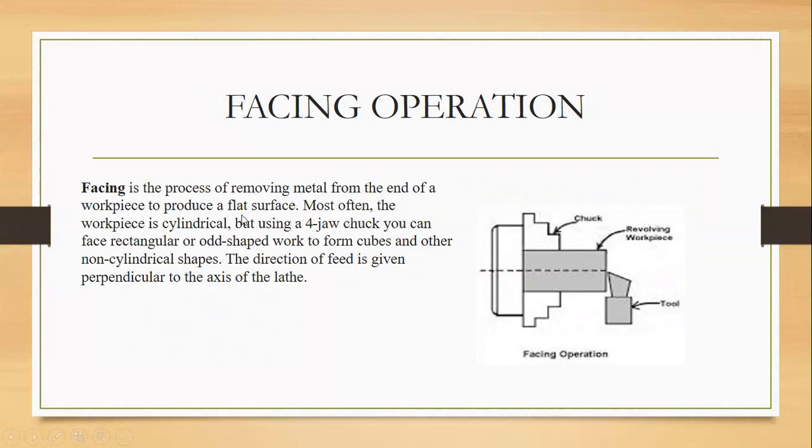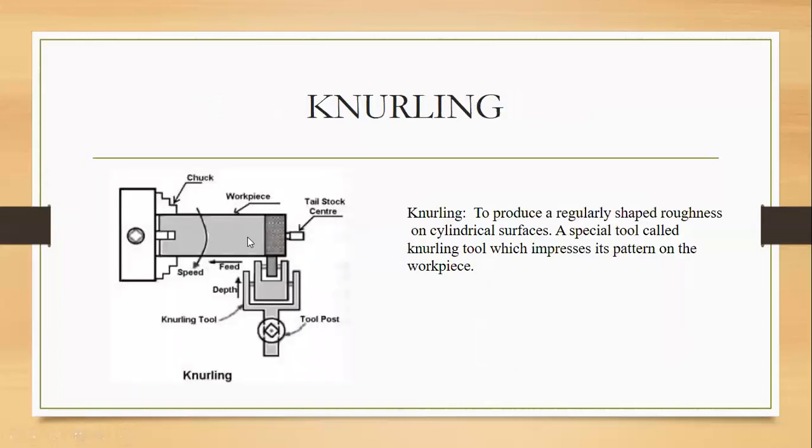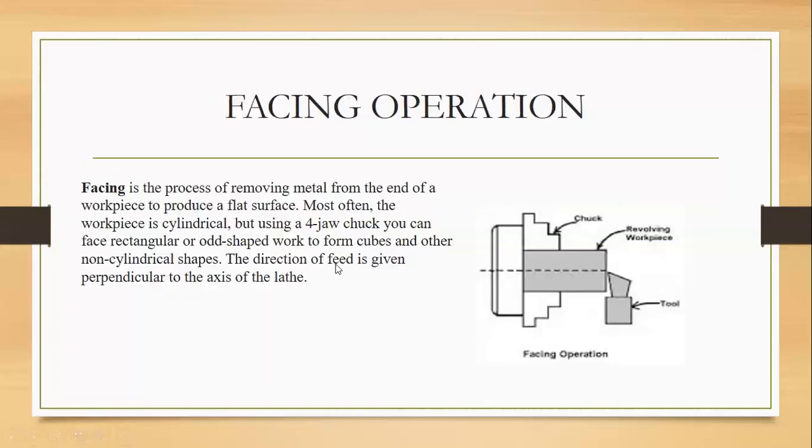Most often the workpiece is cylindrical. We use a cylindrical workpiece only with a 3-jaw chuck, which holds only cylindrical objects, but we can use a 4-jaw chuck. You can face a rectangular or odd shaped work to form a cube and other non-cylindrical shapes also. If you use a 4-jaw chuck, we can use a non-cylindrical shape also.